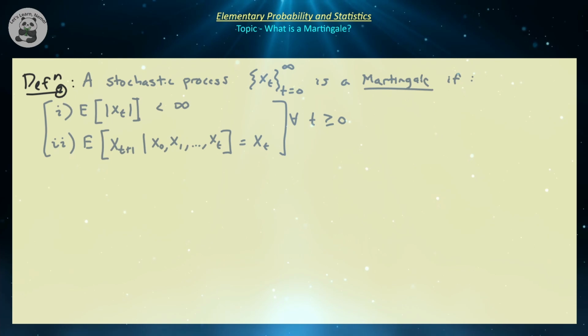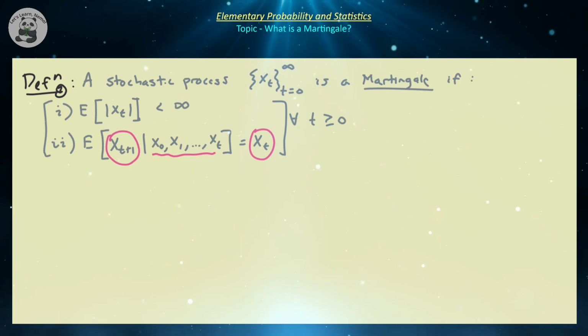But the second property is the really important one in this viewpoint of stochastic processes and, moreover, martingales. It says that the expected value of the variable X_{t+1}, which you can think of as the value the random variable takes tomorrow, given information about the variables today, yesterday, and every day before, is actually equal to the value of the random variable today. So the expected value of tomorrow is equal to the value of today, regardless of the things that happened in the past.